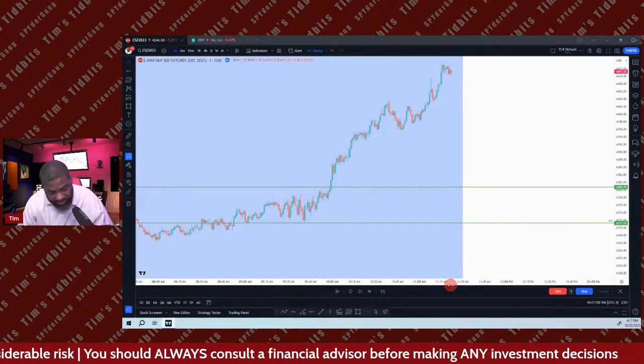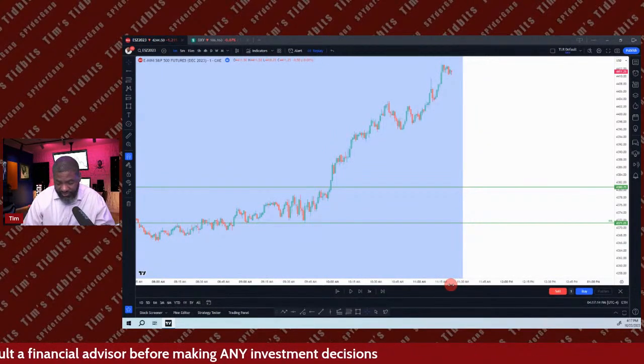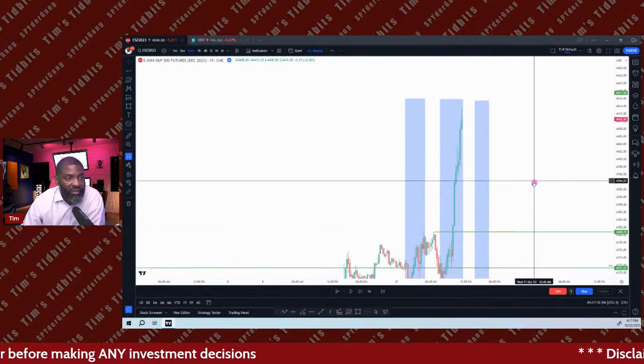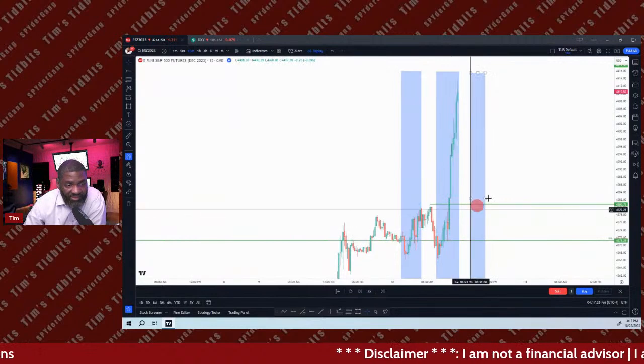But sometimes you have to switch your time frame to get an entry on them Judas swings. Sometimes you got to switch your time frame on them Judas swings to get an entry.